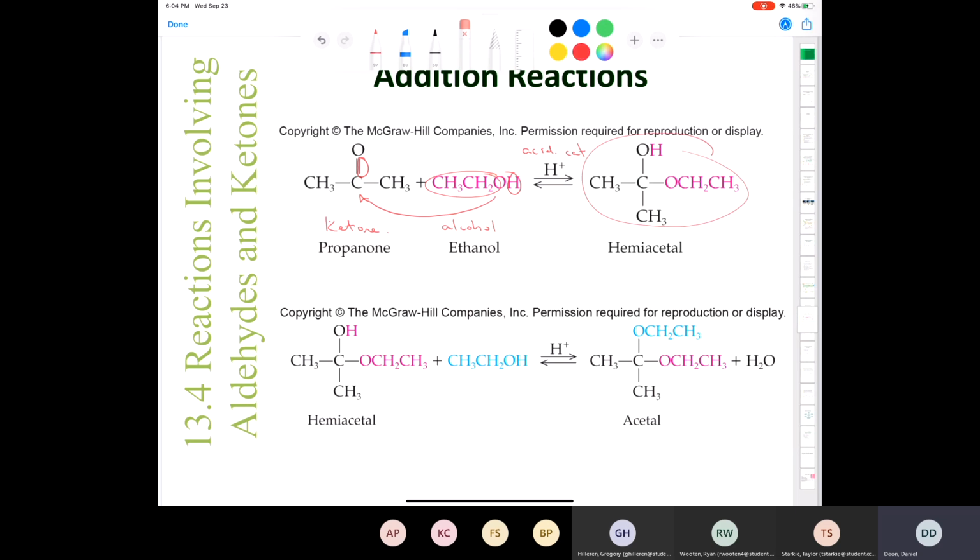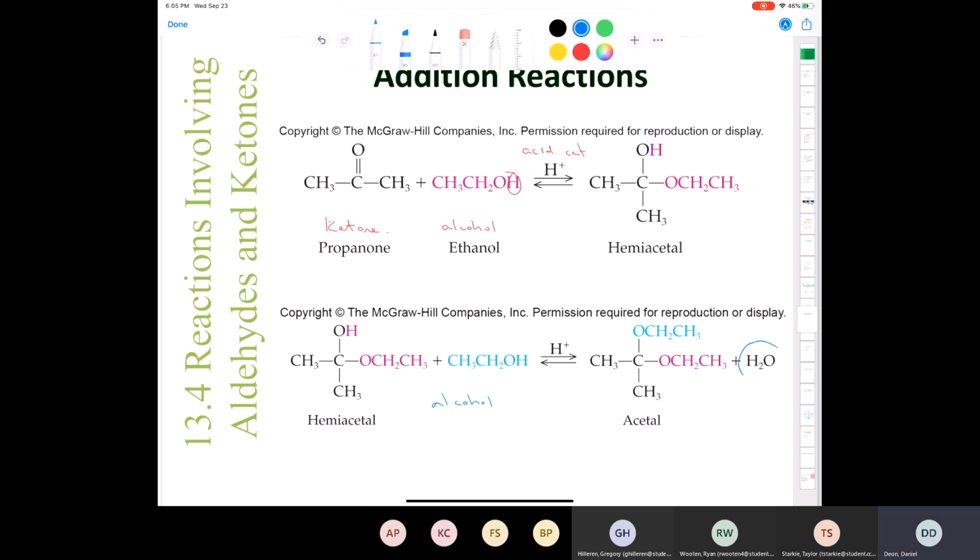So back to my hemiacetal. Let's examine that hemiacetal closer. It looks like I've got an alcohol and an ether on the same carbon. Looks good to me. Then you take the hemiacetal, and you react it with a second molecule of the alcohol.